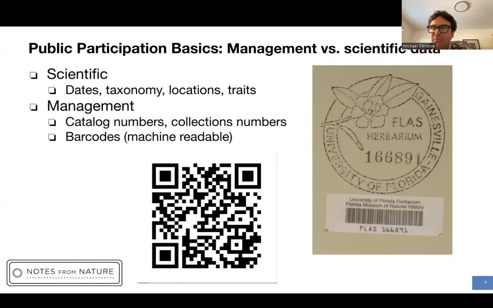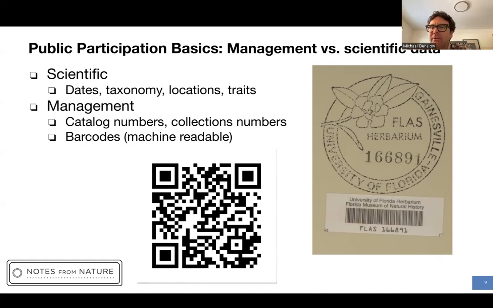Also, the distinction between scientific information and management information. Generally speaking, these volunteers are most interested in science information. They're most interested in helping us with things they perceive to be more interesting and more widely applicable. Things like dates, the taxonomic name of something. Maybe they're really interested in Tennessee, and so they're interested in the locations and the places that these things were collected. Management information can be really important to us, but it tends to be kind of boring to other people.